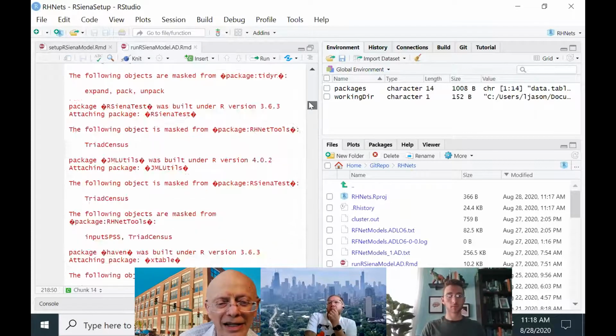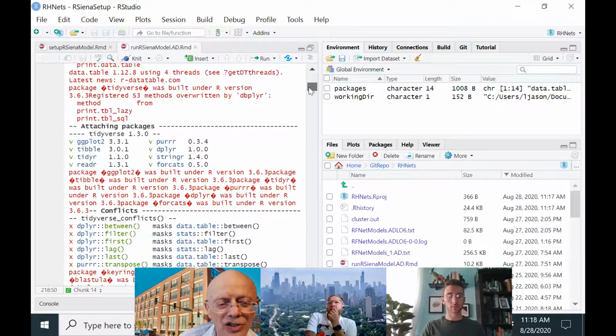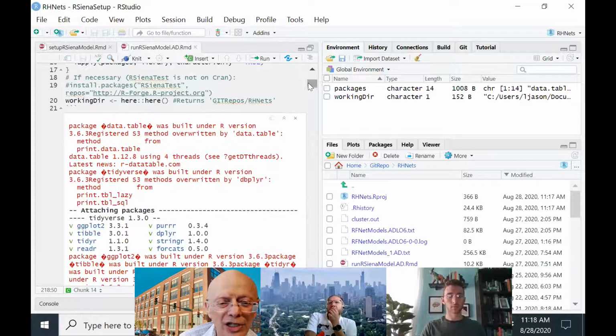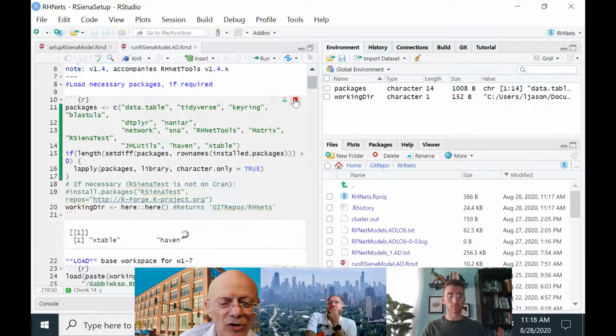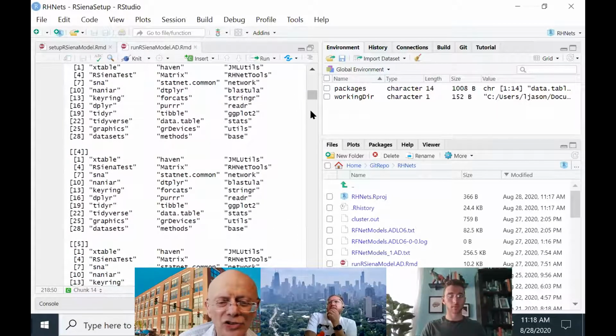Now, the first time I click on it, it gives me some potential errors. So I just click on it again. And now it'll come up fine. What this has done is basically loaded some of these particular packages into my working environment. That's the environment that I'll be working in today.